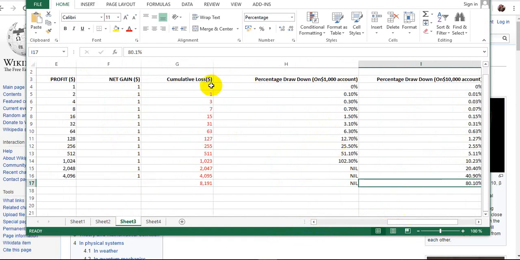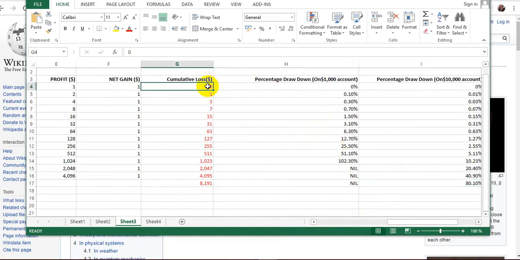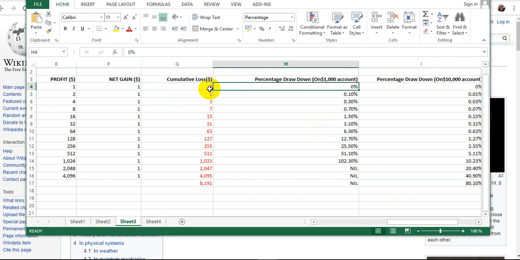Now, if we look at how much of your account is lost along the way, you see that when you start, on your first trade, you don't lose anything. The percentage drawdown on your account is 0 because you made profits on the first trade. But in the second scenario where you make profits on the second trade, it's still small. Third trade, fourth trade, fifth trade, sixth trade, it's only 3%. Seventh trade, only 6%. About eighth trade is 12.7%. Ninth trade, 25%. 10th trade, 51%.